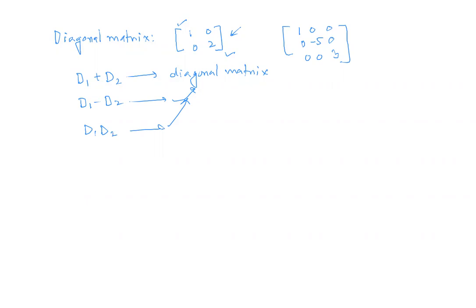Then there is a concept that I have not defined yet: the inverse of a diagonal matrix. Let's say D is a diagonal matrix. The inverse of it is also a diagonal matrix. Now, what is the inverse of a matrix? So that leads to the next topic. What is the inverse of a matrix?